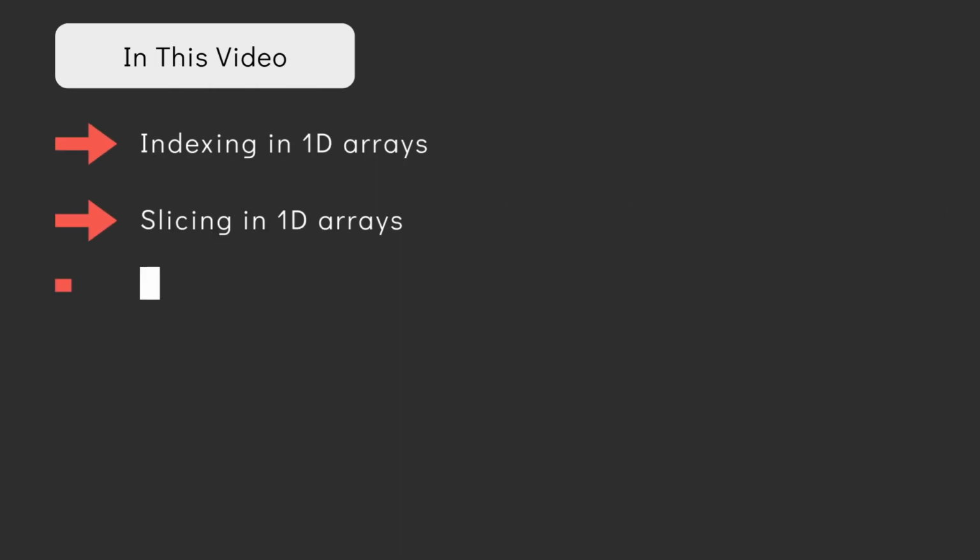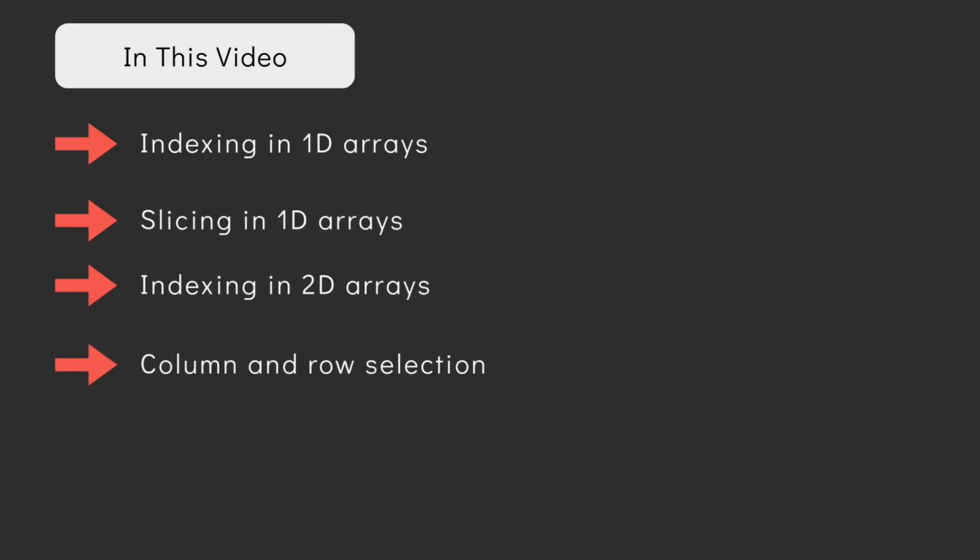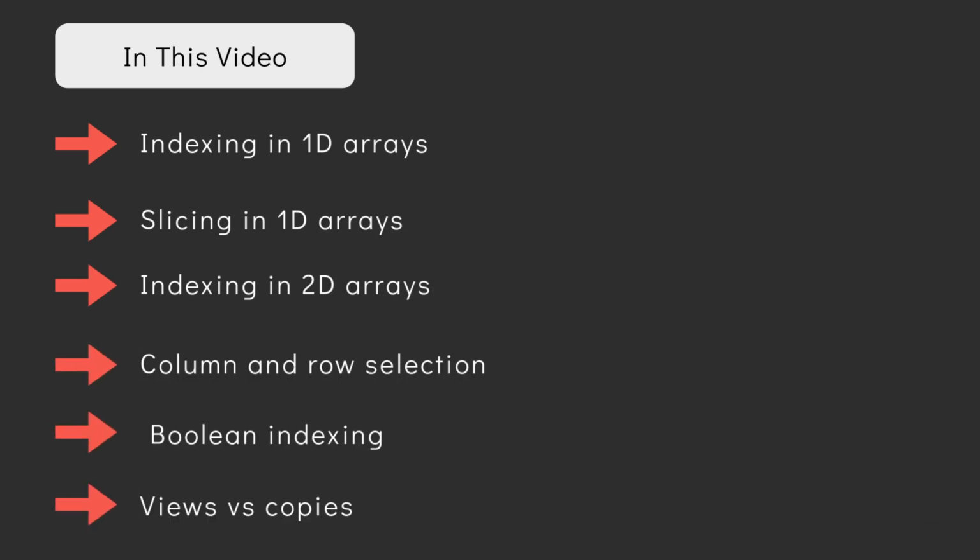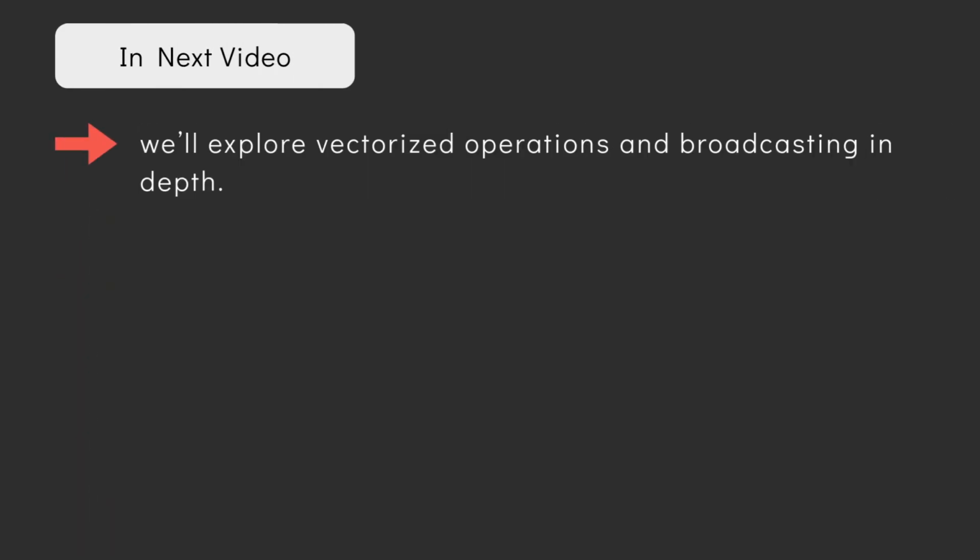So today we learned indexing in 1D arrays, slicing in 1D arrays, indexing in 2D arrays, column and row selection, Boolean indexing, and views versus copies. This is how you access data. In the next video, we will explore vectorized operations and broadcasting in depth.